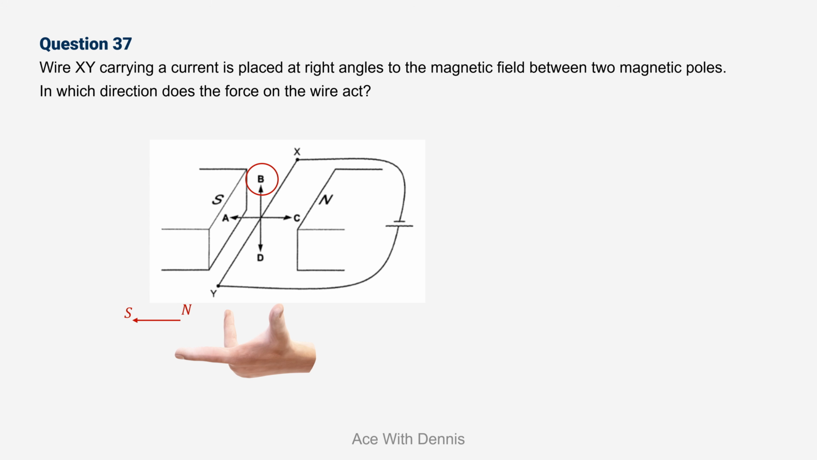Then your middle finger is pointing the direction of the current flow. So it will point at this direction. Now your thumb will automatically be pointing upwards, which points the direction of the force that the wire acts. Hence, the answer is B, pointing upwards.